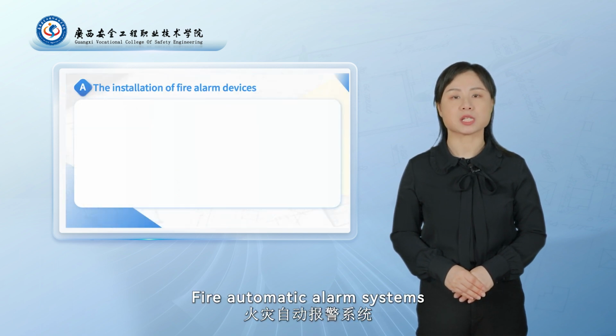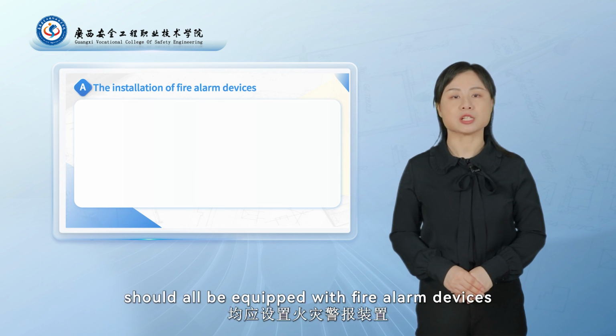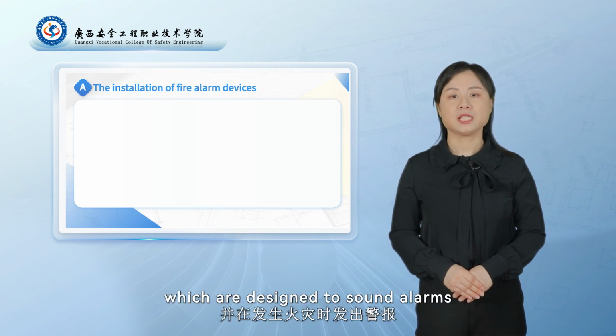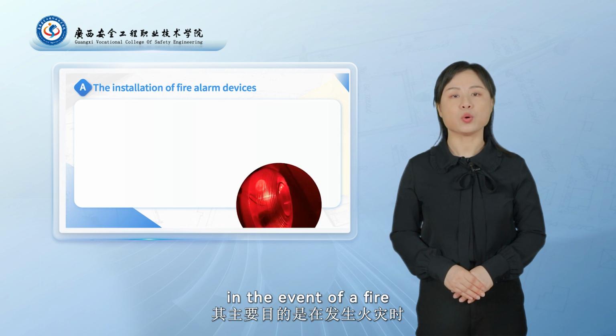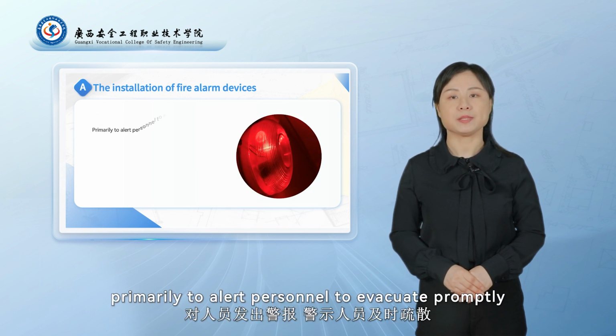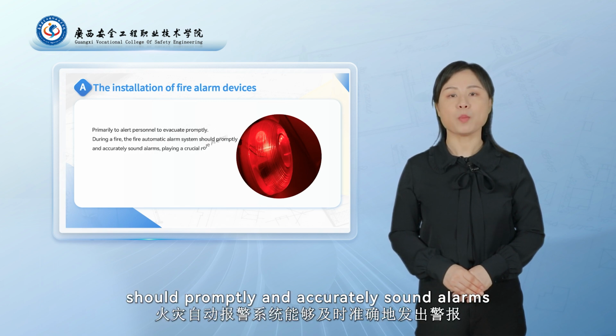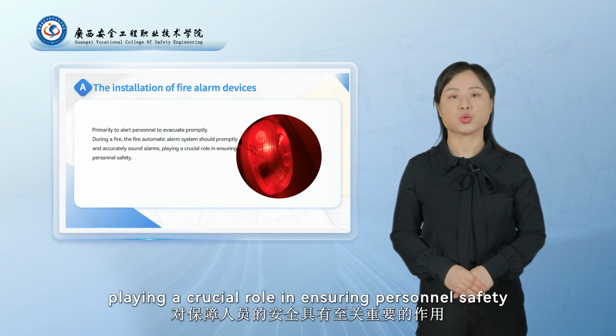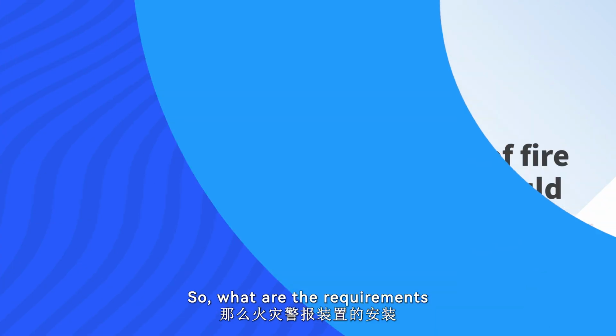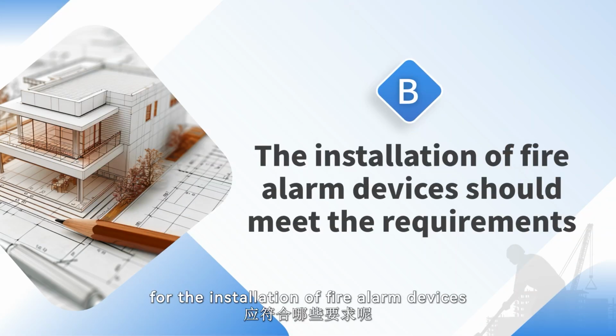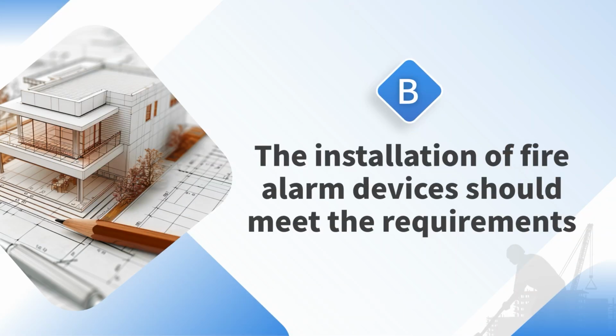Fire automatic alarm systems should all be equipped with fire alarm devices, which are designed to sound alarms in the event of a fire, primarily to alert personnel to evacuate promptly. During a fire, the fire automatic alarm system should promptly and accurately sound alarms, playing a crucial role in ensuring personnel's safety. So, what are the requirements for the installation of fire alarm devices?